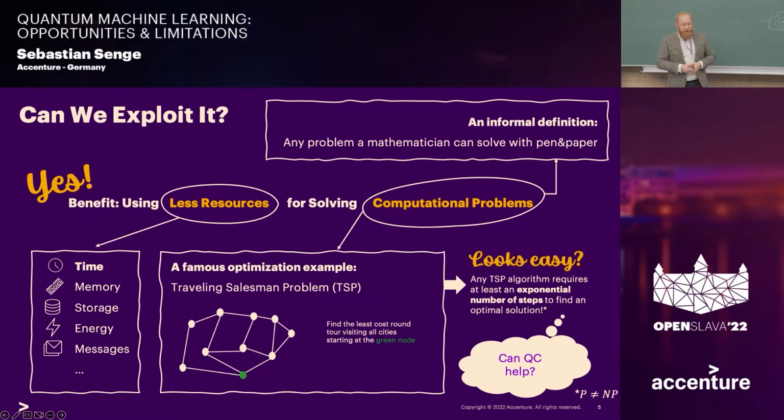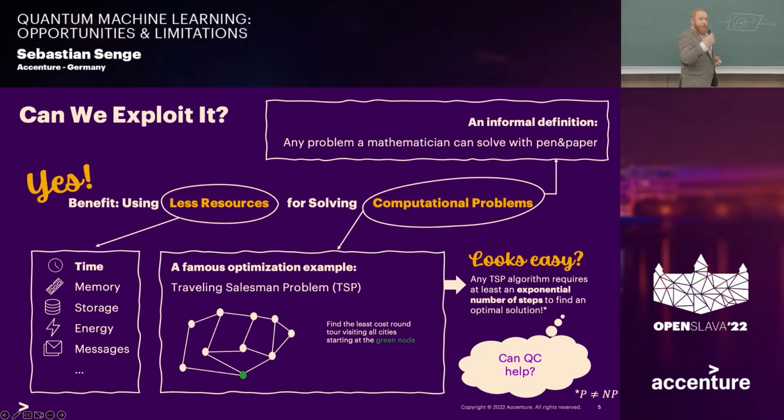But to make it a little bit more practical, here is an example. Many of you probably have heard about the traveling salesman problem, and the task statement is pretty simple. There are a couple of cities, these nodes there. We start at the green node, and now we find a round tour, visiting all of these cities, all of these white nodes, and then finally arriving again at the green node. And now the question is, how can we do that? How can we find an optimal solution for that?